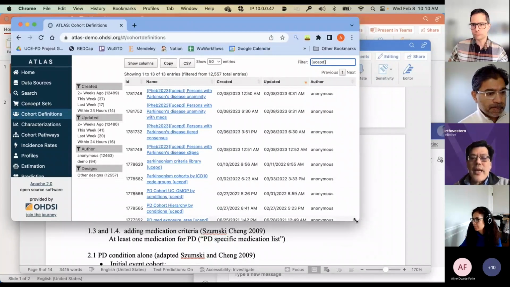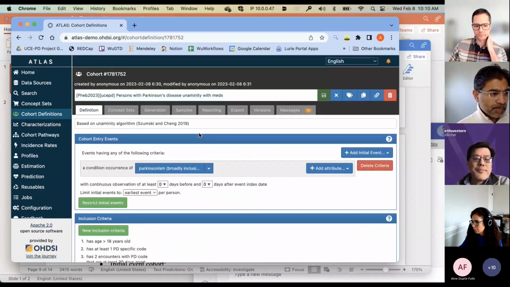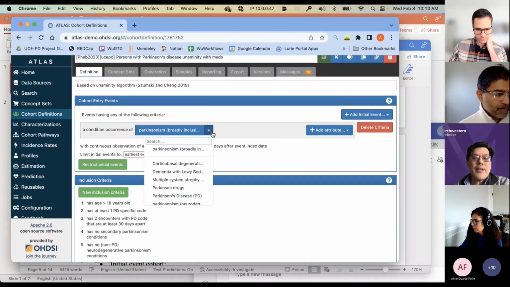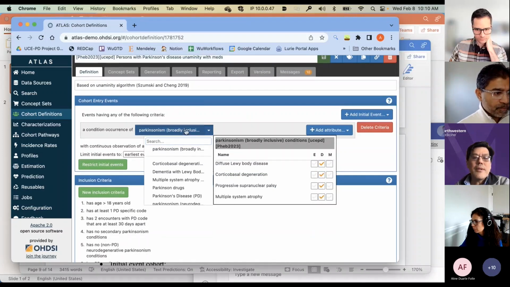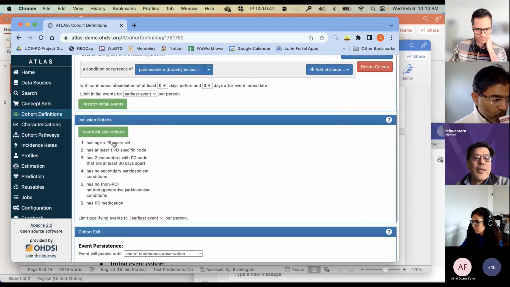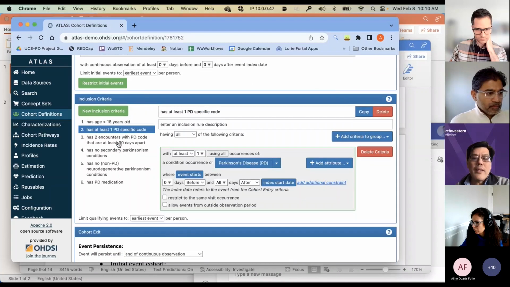Yes. So this is the Atlas demo site. I'll just pick this one because the medications have an added criterion. I have a broadly inclusive concept set that's been defined. You can sort of see it here, and this is per how Ryan did it last year, earliest event. And then here's our criteria: age, one code. I hopefully did this correctly.